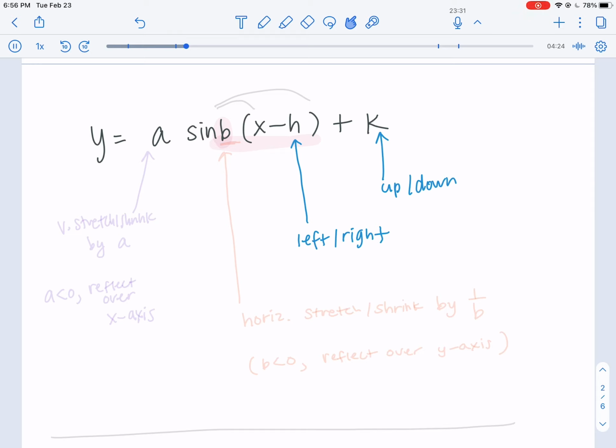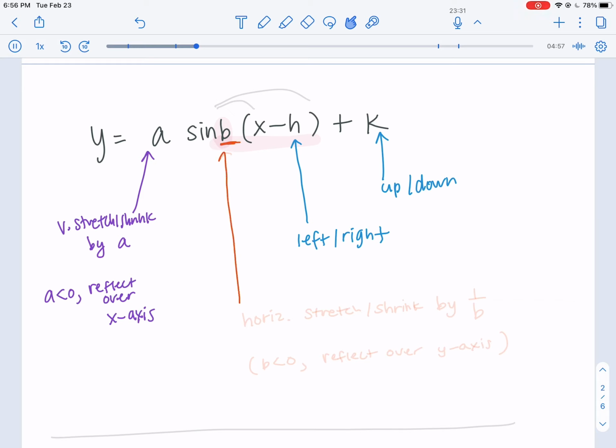And then how about this a here? Yeah, it's the vertical stretch or shrink factor, right? Vertical stretch or shrink by a factor of a. And if a is negative, it's a reflection over the x-axis. It's a vertical reflection, so it's a reflection over the x-axis, yeah? The y values flip, right, if a is negative.